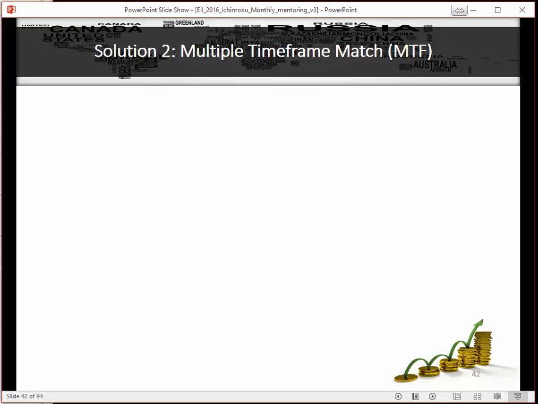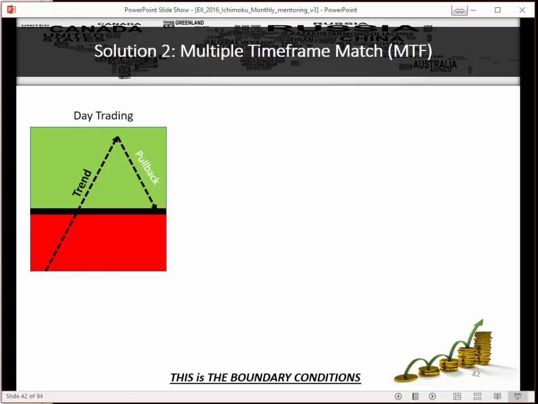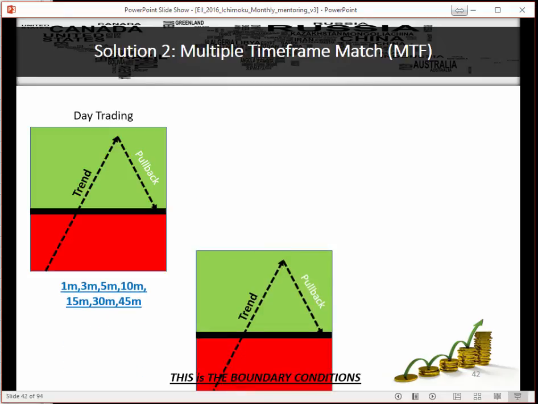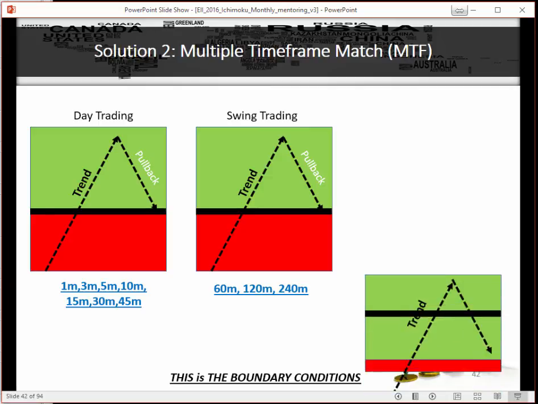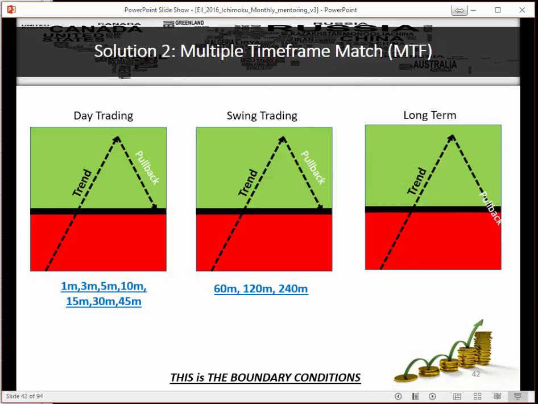And what we're going to do in that concept is break things down into 3 zones. The very first one is what we call the day trading zone. This is where all the day traders are going to be, all the day trading supports and so forth. So it's going to be 1 minute, 3 minutes, 5, 10, 15, 30, 45. Then you have another zone, the swing traders. And these are basically 60 minute, 2 hours, 4 hours, and so forth. And the next is the long term, which is going to be daily, weekly, monthly.